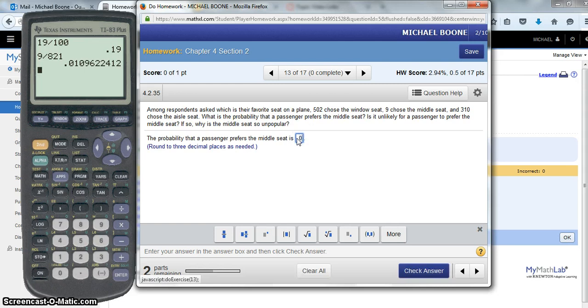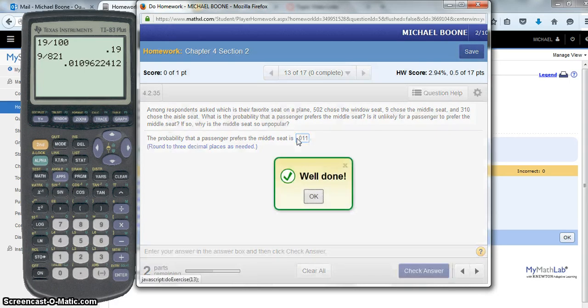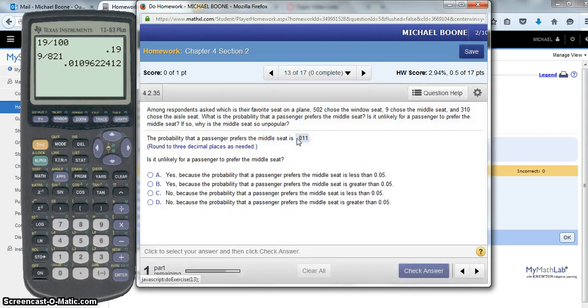Punch this one in. Make sure you round to the correct decimal places. And again, there's some interpretive part. So this should be a good start on Chapter 4, Section 2.